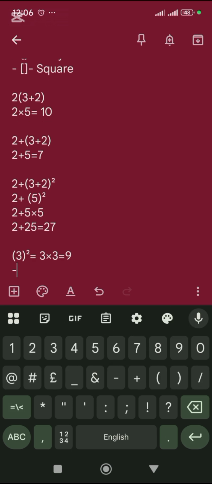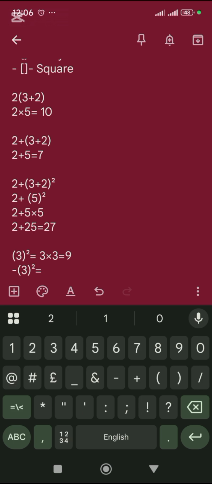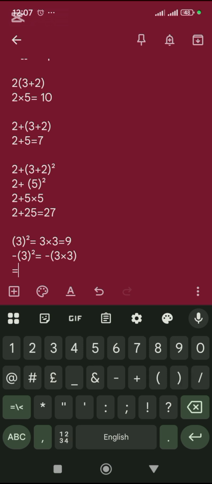This same question, when you have something like this, then raised to the power of 2, what this means is that the minus there is not included in the bracket. So your coefficient is everything in the bracket. Therefore, you have your minus, then you have 3 times 3. You close your bracket, and this will give you minus 9, because nothing affects the bracket.